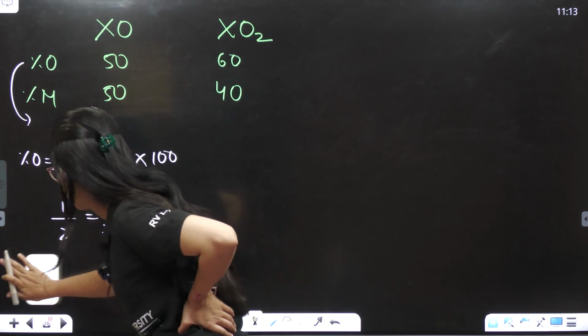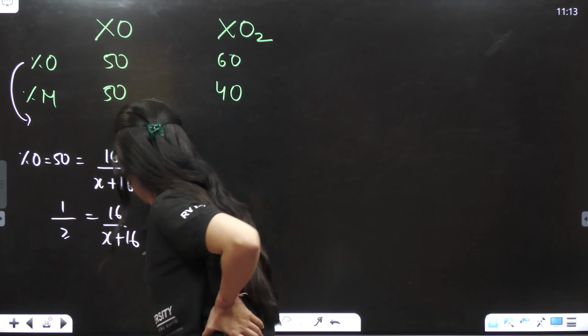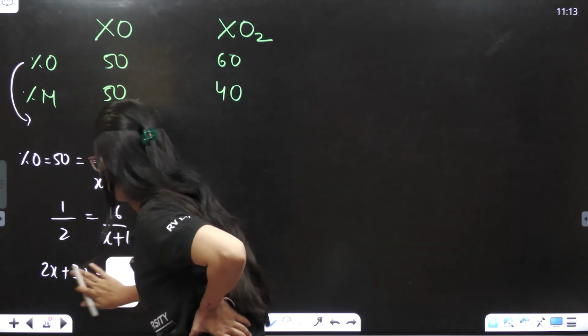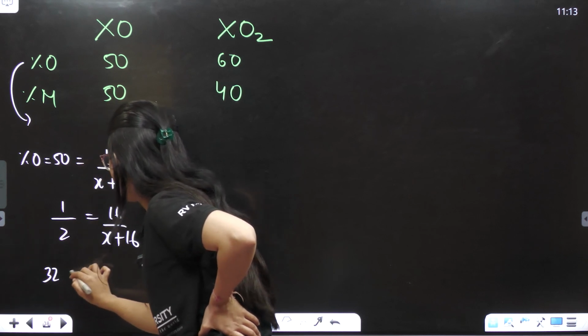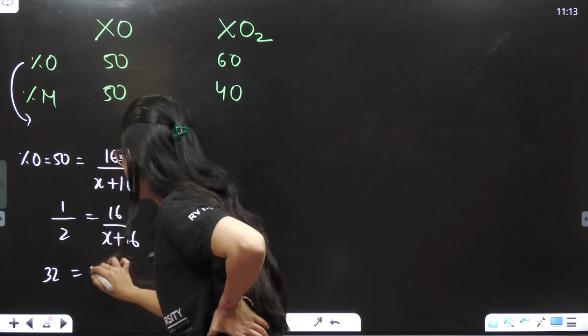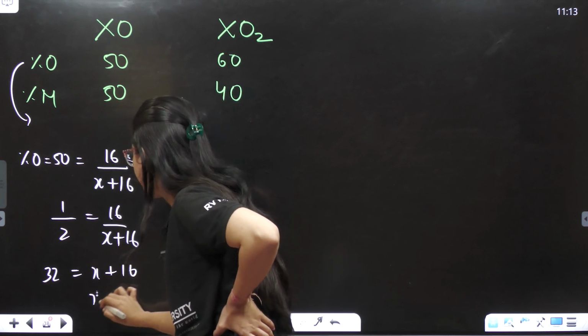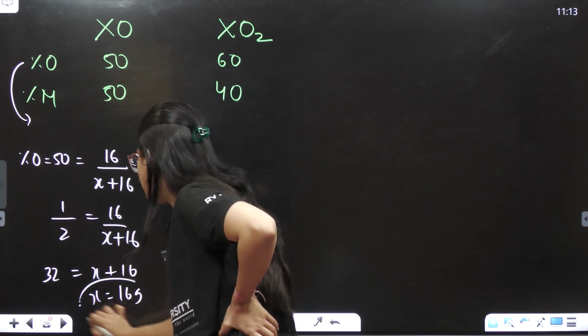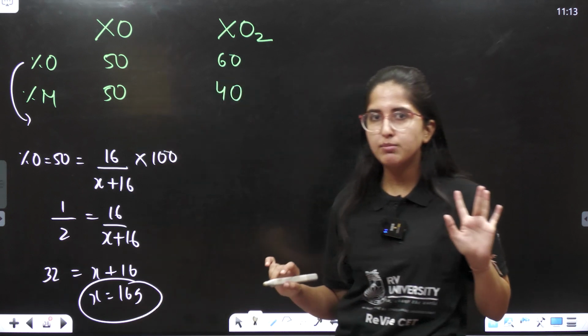So you will get here 32 as 2X, 32 as X plus 16. So what is the value of X? 16 grams. So X element has 16 grams here.